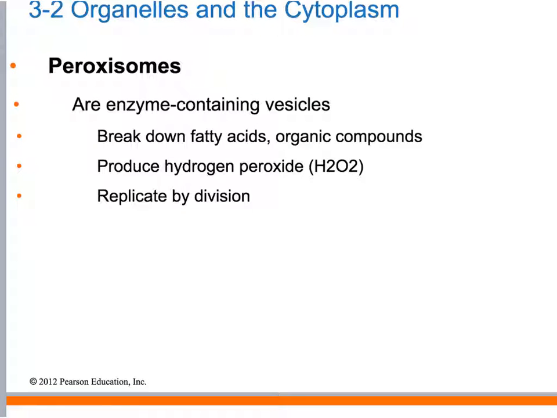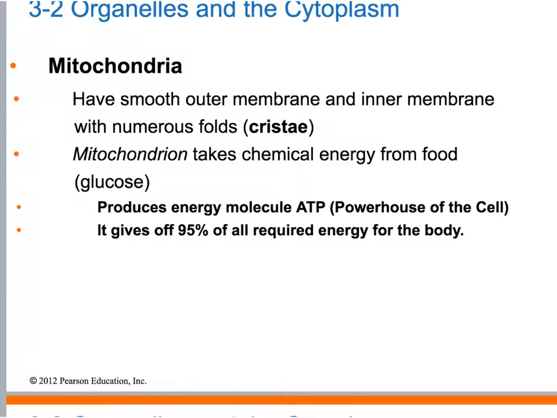Next are the peroxisomes. They're enzyme-containing vesicles. They break down fatty acids and organic compounds. However, they produce hydrogen peroxide, and they do replicate by cell division. Finally, we have the mitochondria, the powerhouse of the cell. They have a smooth outer membrane and an inner membrane with numerous folds called cristae.